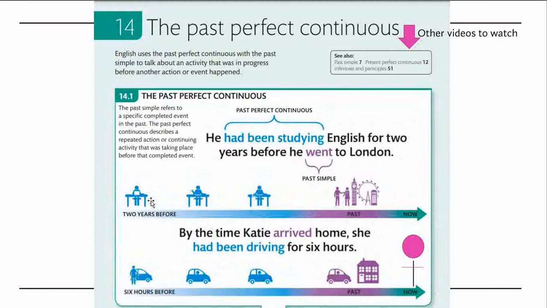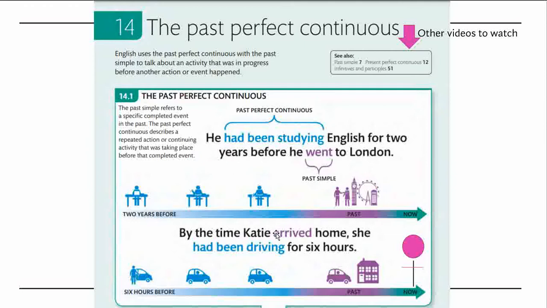So on the timeline, we have two actions. One is that he went to London. Second is that before that he had been studying for 2 years. So for he went to London, we use simple past tense because that is the interrupting action or the short term action, and for the long term duration we use past perfect continuous tense. The second example that we have before us is: by the time Katie arrived home, she had been driving for 6 hours. Now there are two actions again.